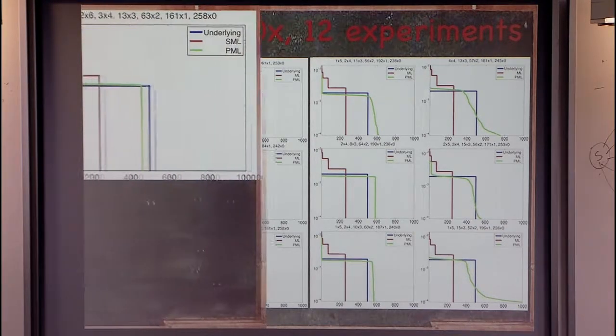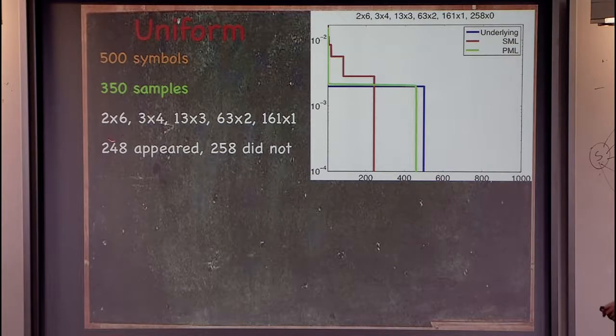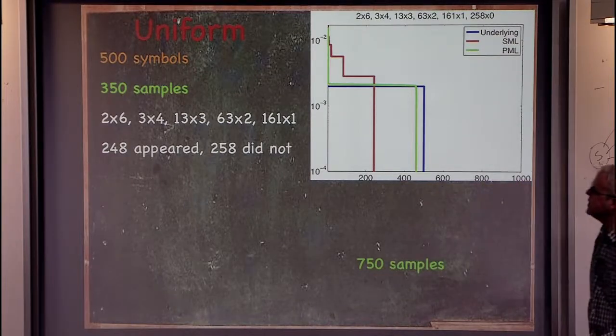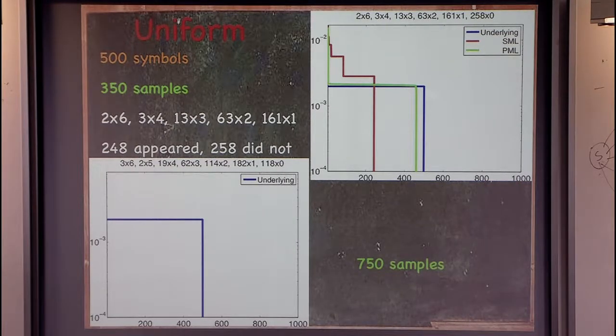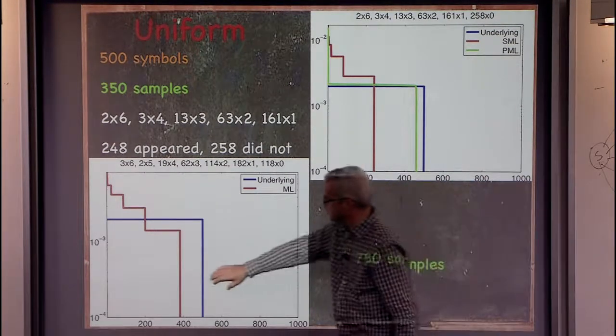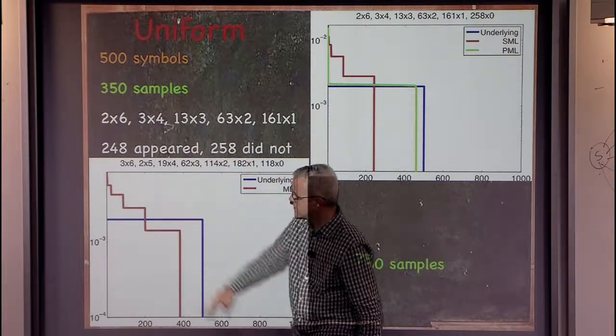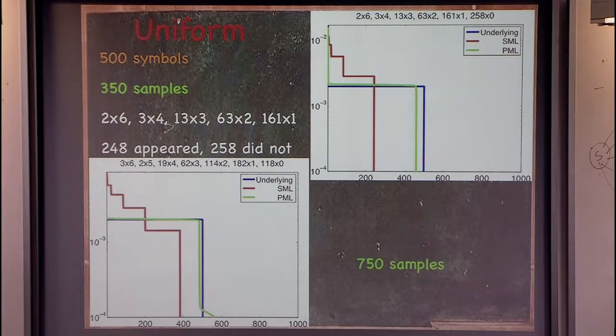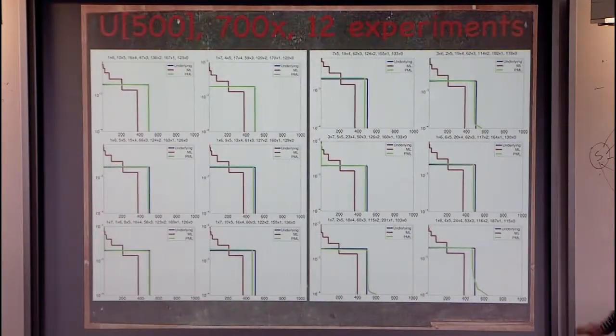Okay. If instead of 350 times, you double the number of samples, maybe almost a little more, 750, then with the same distribution, if you do sequence maximum likelihood, you'll get this. So you get more samples, but still you miss a lot and still think it's not uniform. But if you use pattern maximum likelihood, you get this. If you repeat it 12 times, always the same.